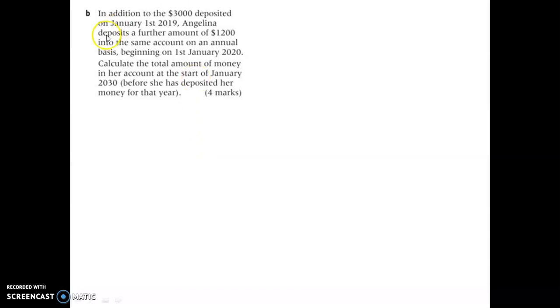Here we have, on January 1st, 2019, she deposits a further 1,200 into that same account on an annual basis. So every year, she's going to have the amount she had in there, and she's going to add 1,200. And then the next year again, on the 1st of January, she's going to add 1,200 again. And the next year, she's going to add that amount again.